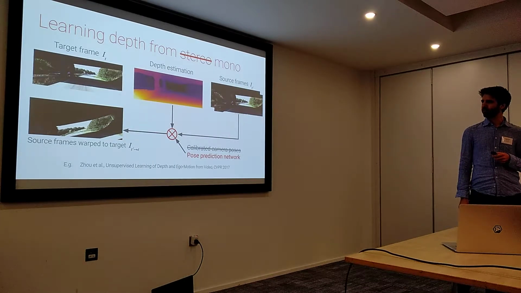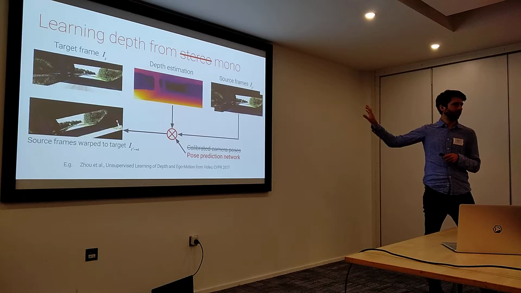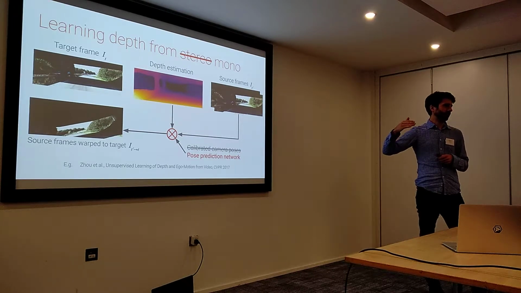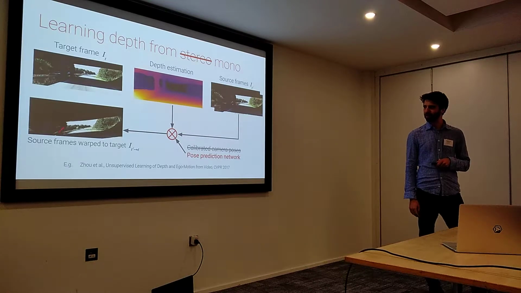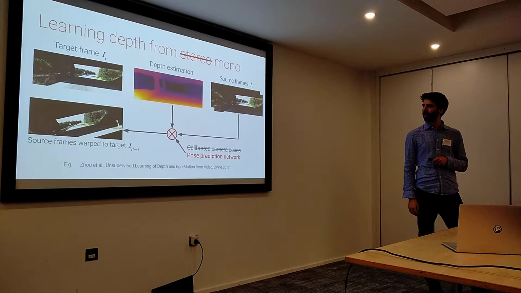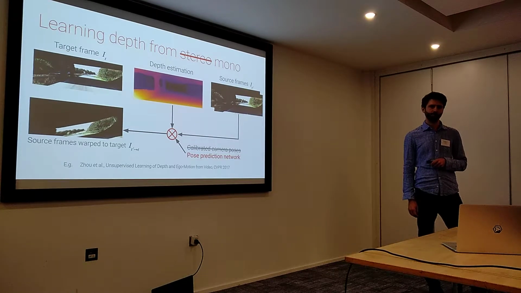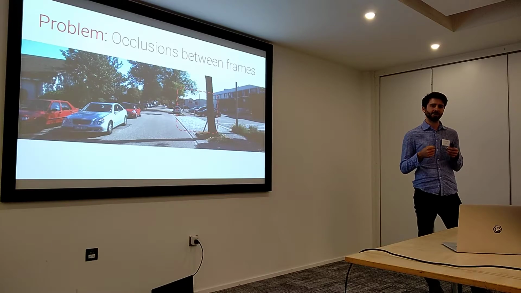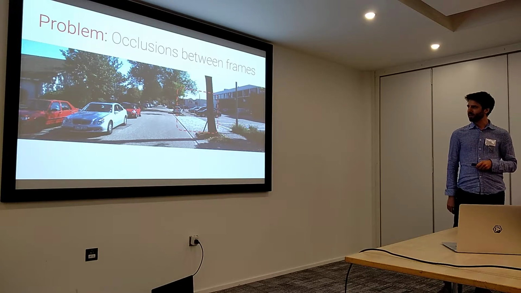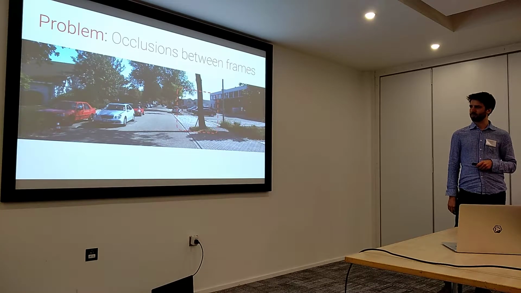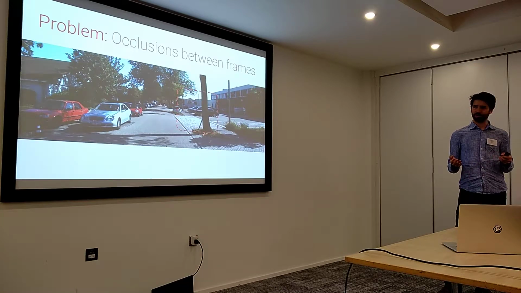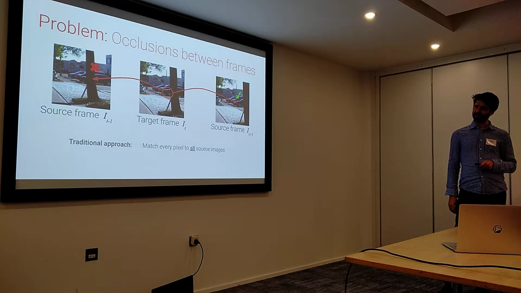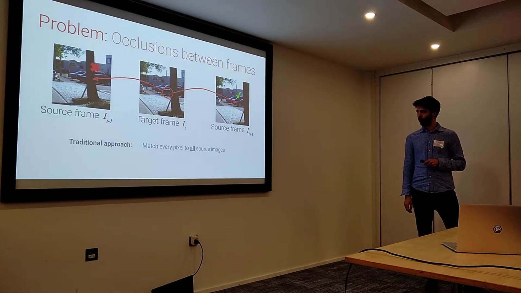So here's our learning from mono setup with our pose prediction network. And typically we don't just warp one source frame, we warp a small sequence of source frames, and the loss is applied per pixel and per frame. So you're trying to make every pixel in every source frame match your target frame. But there's this problem in the real world when you capture videos, which is that objects become occluded and disoccluded. So like this tree here, it's hiding part of this car in some of these frames. And so the standard approach is you're trying to match the front wheel of this car to frames where it doesn't exist, like over here. So you get a good match to one of your source frames, but not to the other.